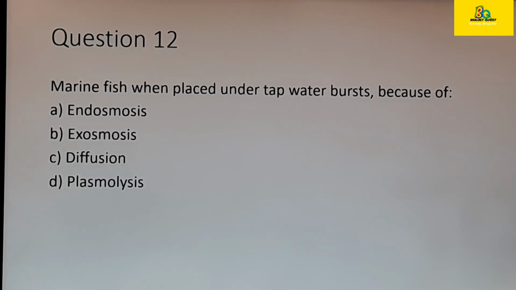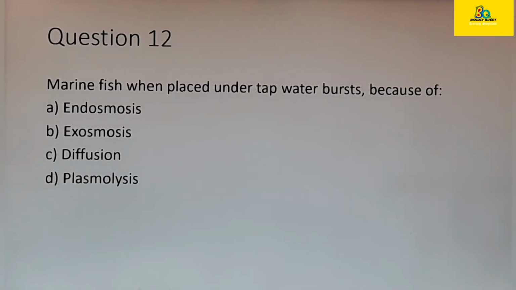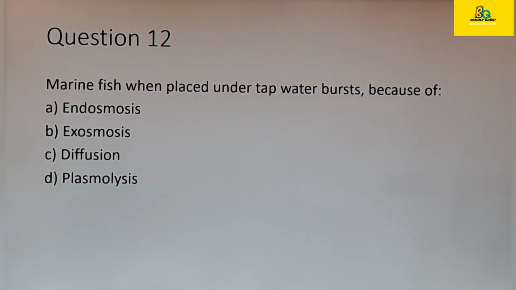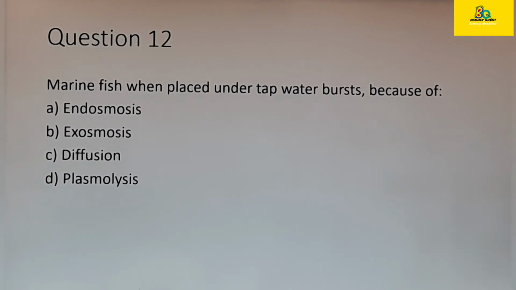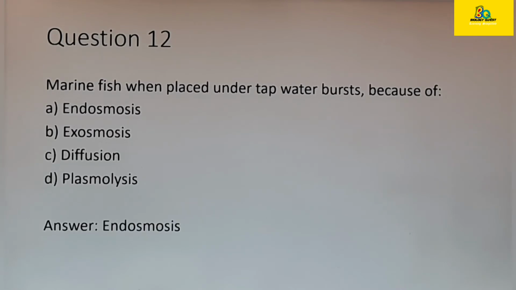Now, what is diffusion? We have already discussed what is diffusion. What is plasmolysis? When does plasmolysis take place? Plasmolysis occurs when a cell is placed in hypertonic solution. As a result of exosmosis, the cell contents will shrink and move away from the cell wall, and this is called plasmolysis. So here, as we have already discussed, the correct answer is option A, endosmosis.